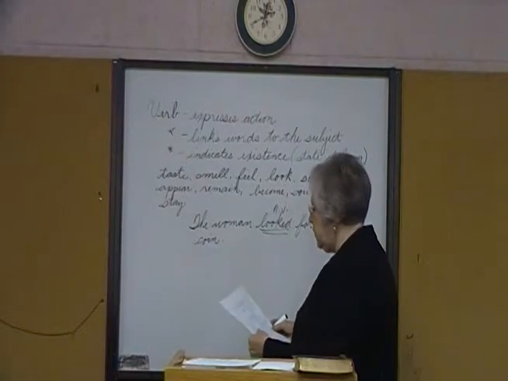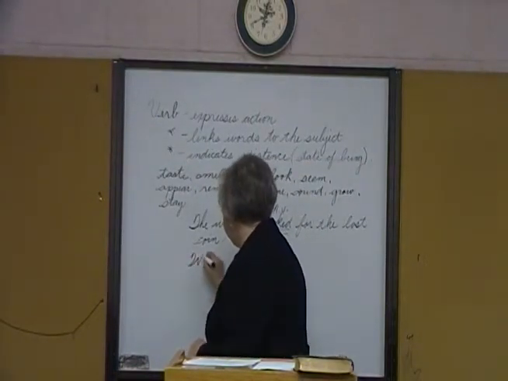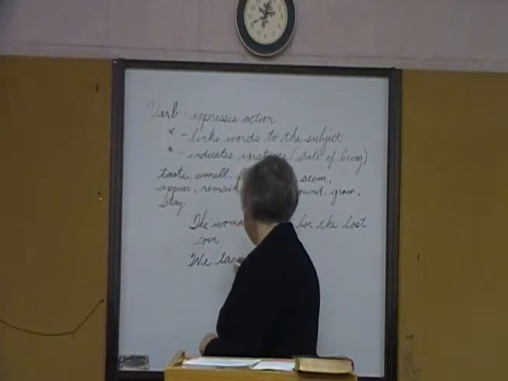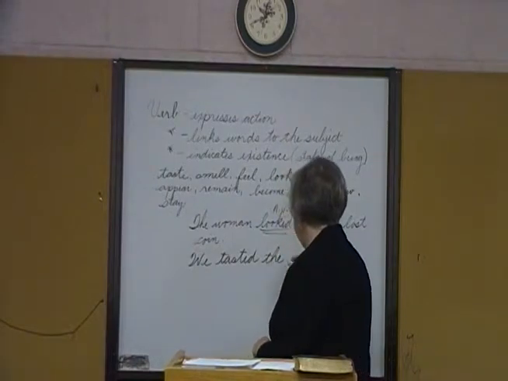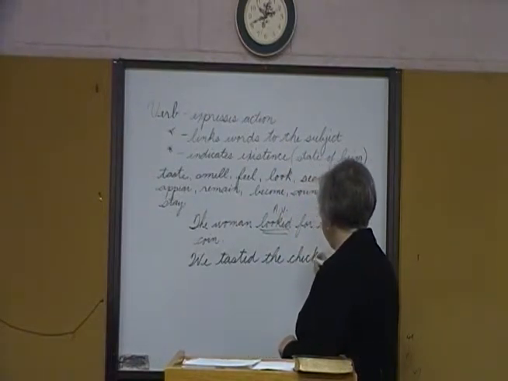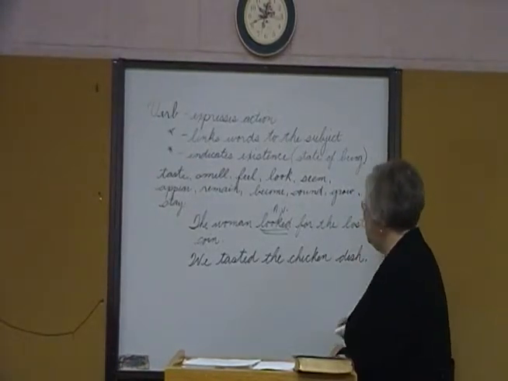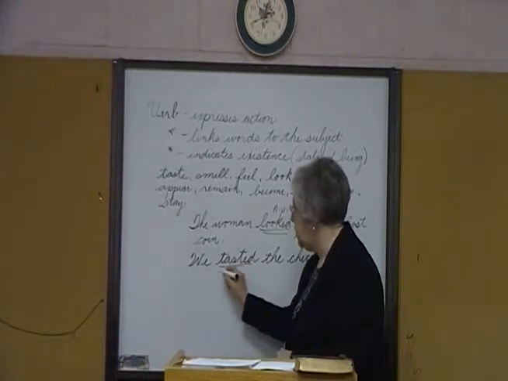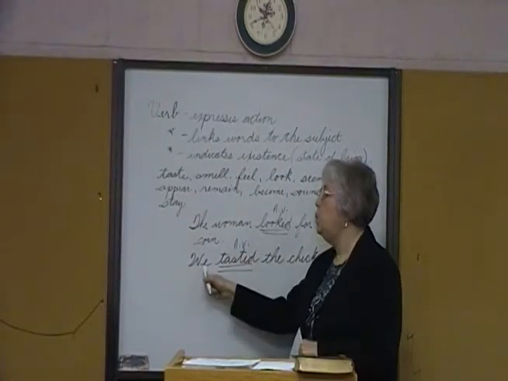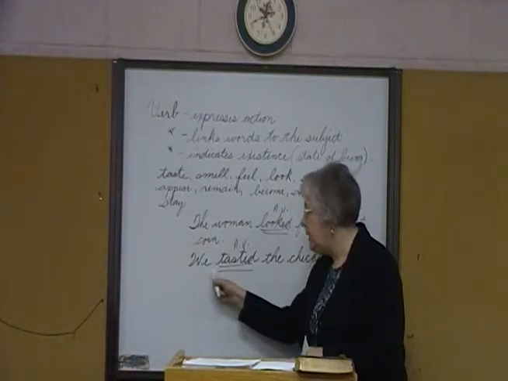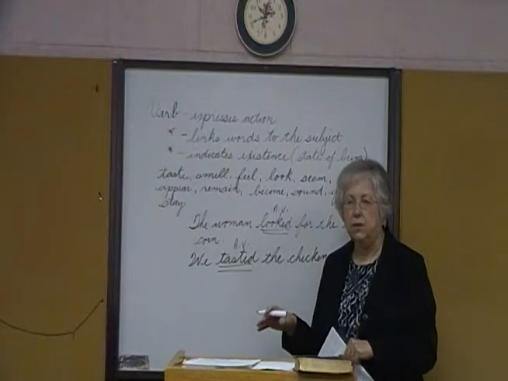Let's look at another example. We tasted the chicken dish. Tasted in this example is an action verb. Why? We are doing the tasting. We tasted the chicken dish. It's not being used as a linking verb.